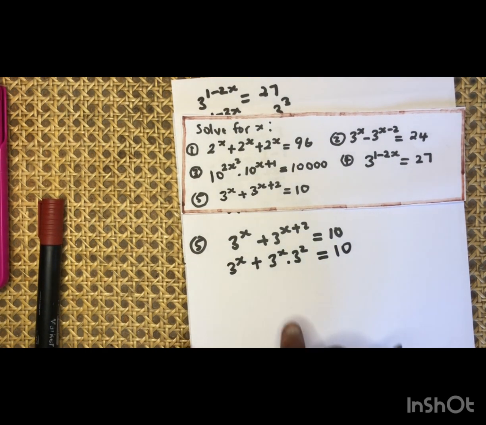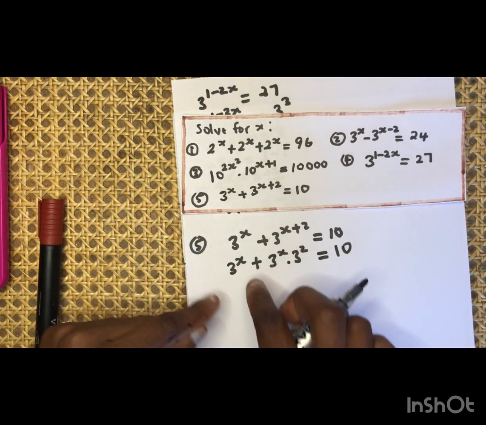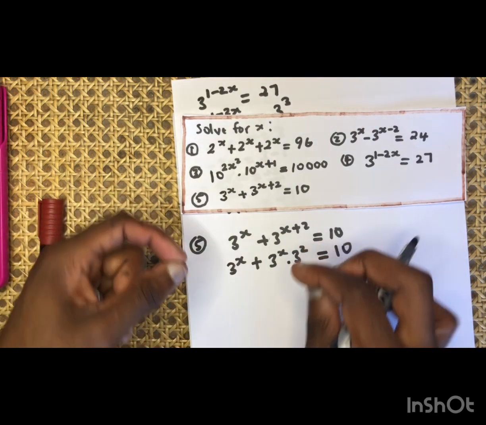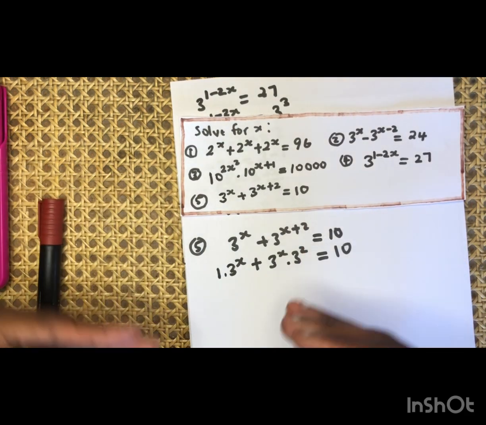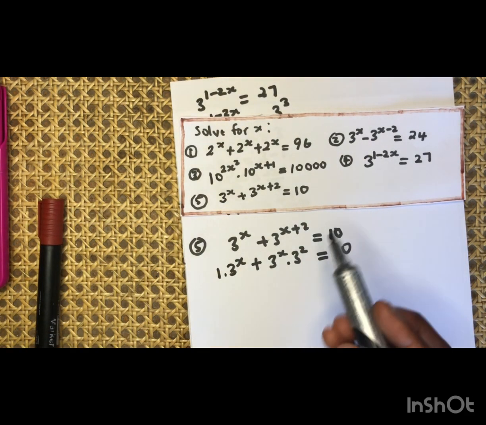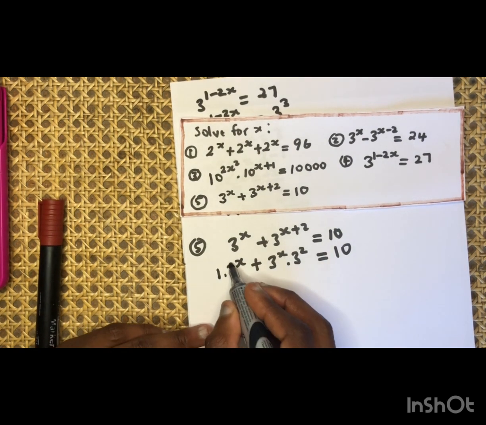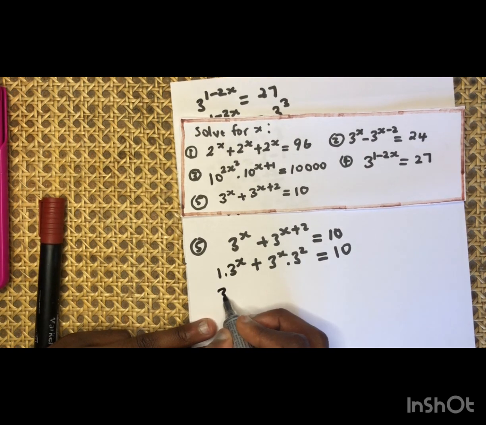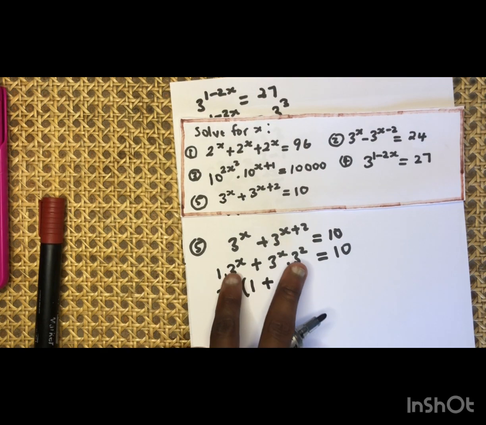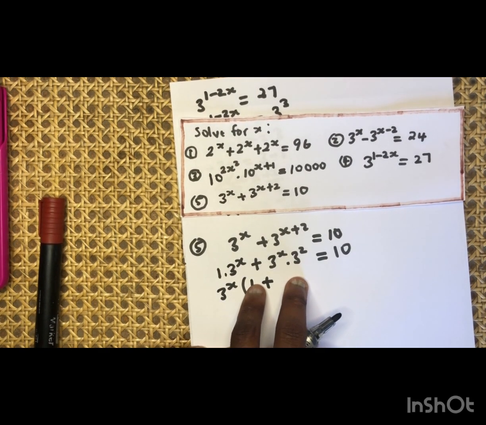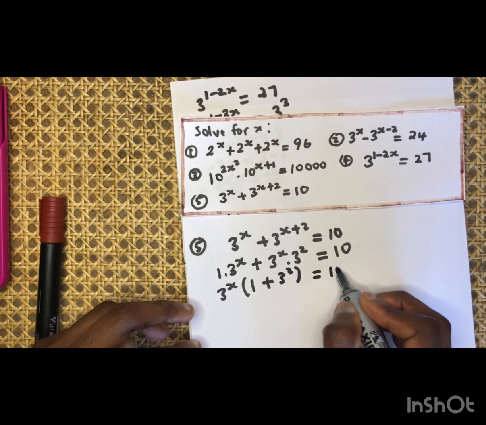Now, since I cannot add these exponents here, I have to look at the exponent and look at the coefficients. So the coefficient here is 1. There's no common factor between the coefficients. But when I look at the exponents, there's something common. This is x and this is x. So which means that this base here is common. So I'm going to take out 3 to the power x, then I'm left with 1 plus, then I keep the sign. Since we have a binomial here, I must also have 2 terms inside. So I will have 3 to the power 2, then I close the brackets, equals 10.